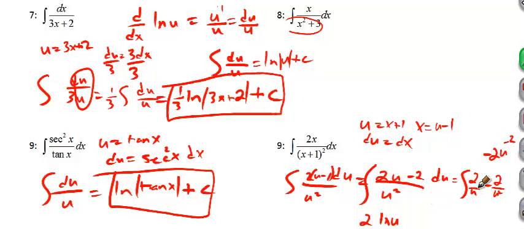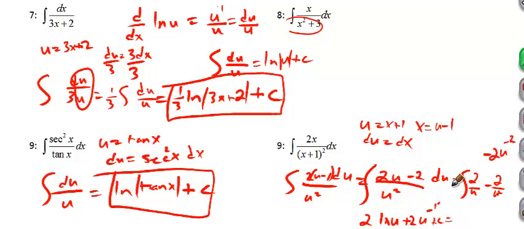This u to the negative 1 part is the only thing that gets to the natural log. This is not a natural log. This is just power rule. We add 1 to it, so this will be u to the negative 1, and then we divide by negative 1, making it a positive 2. Plus c.